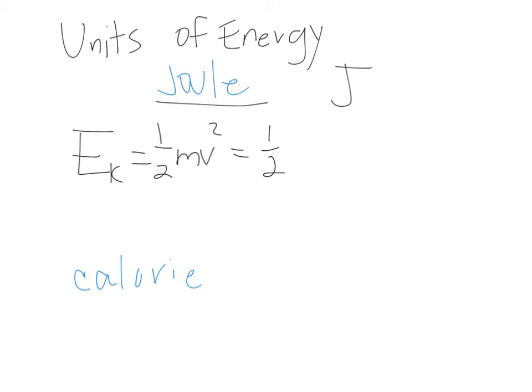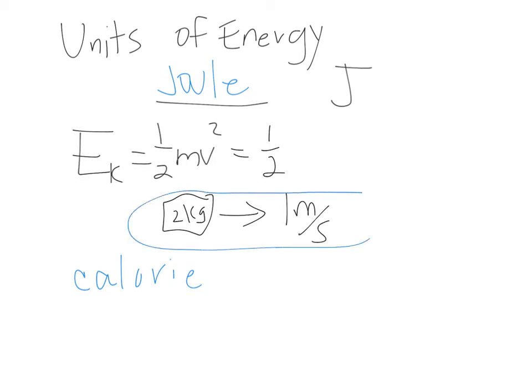His name was James Joule, and he defined it as the energy that a 2 kilogram mass would have. So if you just had something that was 2 kilograms, and if it was moving along at a velocity of 1 meter per second, it would have the energy of 1 joule. He made this his base unit.